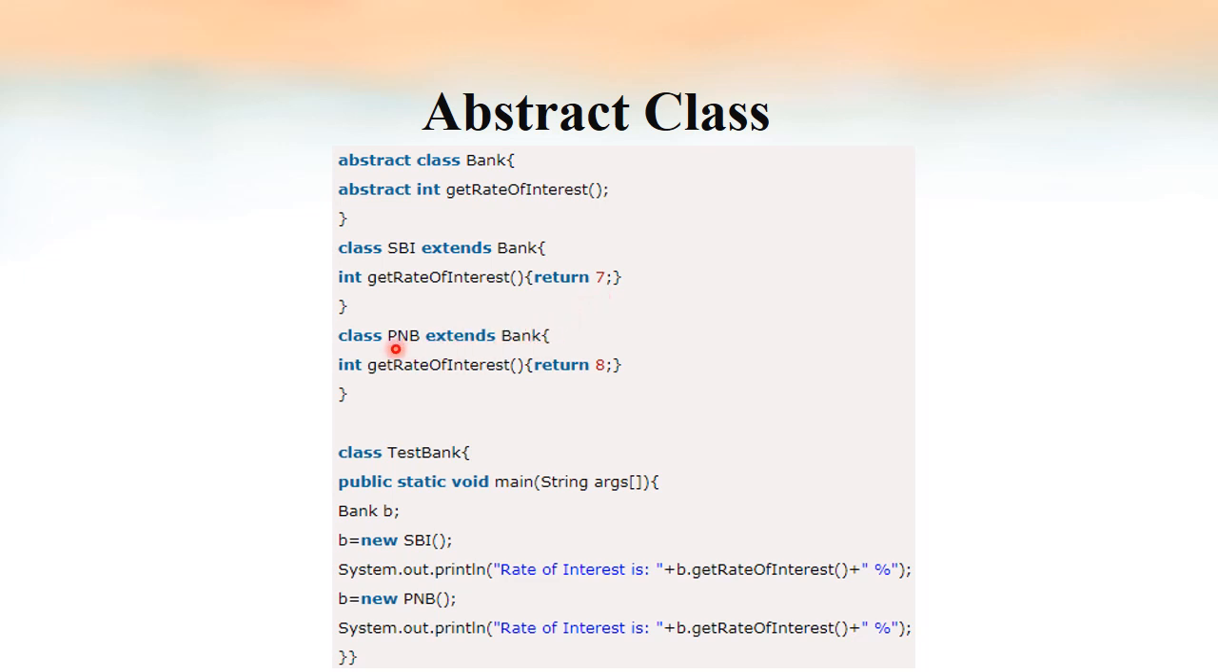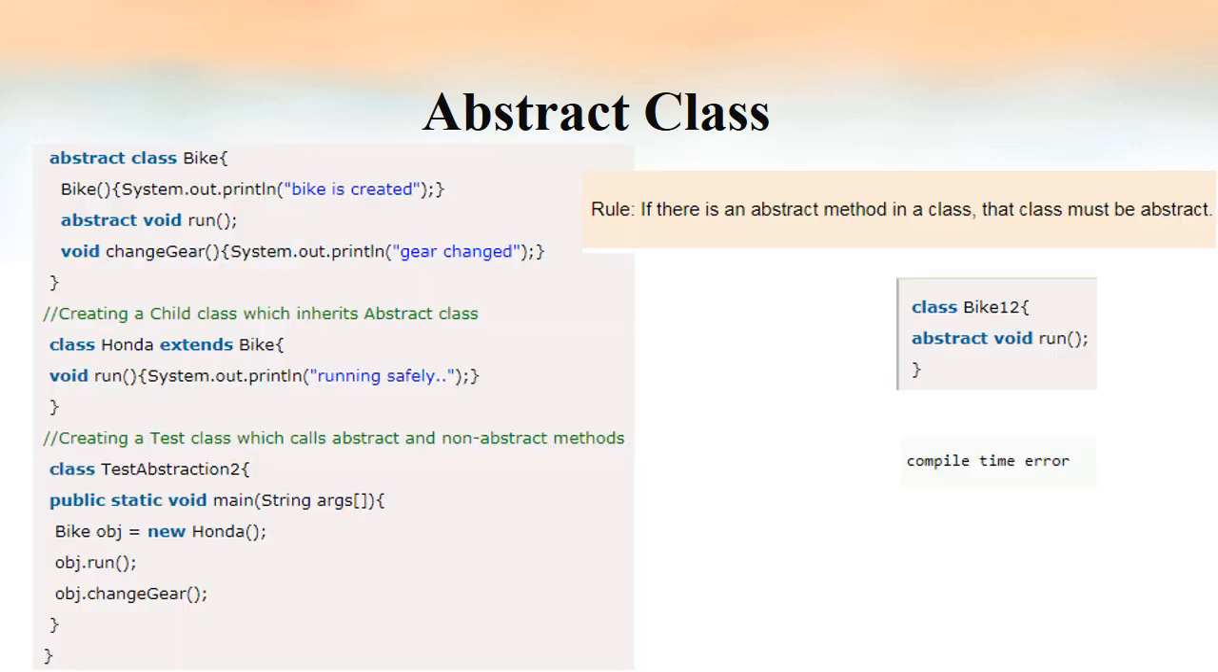Similarly, now PNB extends Bank. So PNB is also a child class of class Bank. Again, it is the responsibility of this child class to give the implementation of this method getRateOfInterest. Okay, so that is another example of an abstract class.